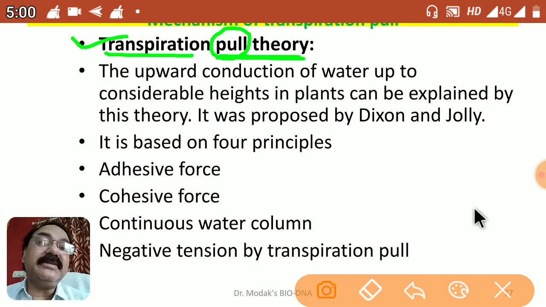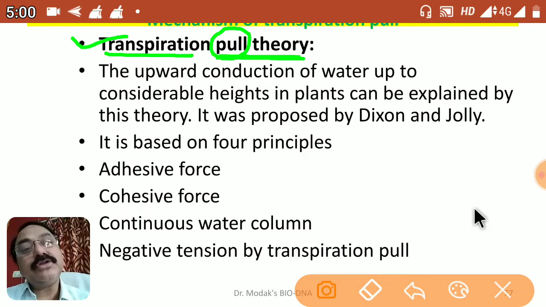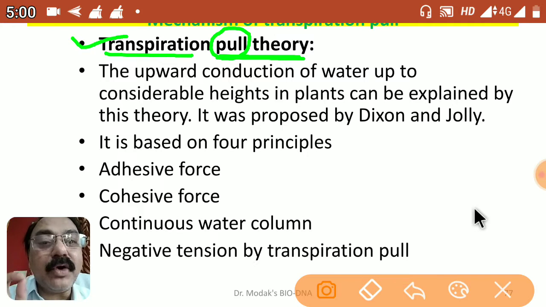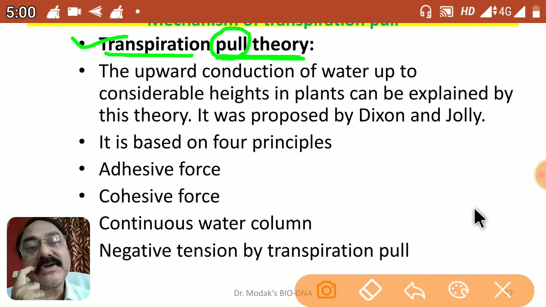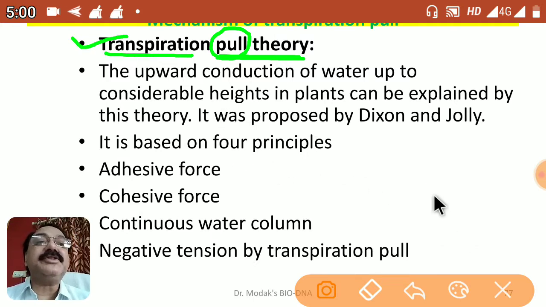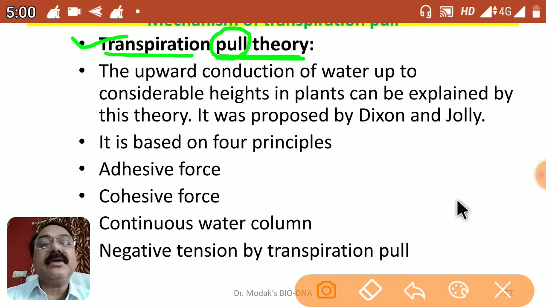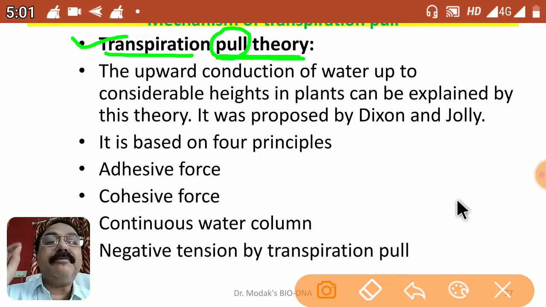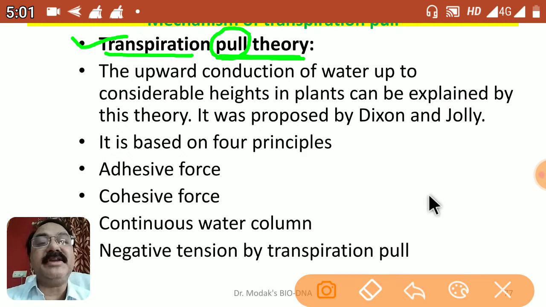And what is transpiration? We have studied, friends, that transpiration is the loss of water in the form of water vapor from the aerial parts of the plant, especially during the day. It is a loss of water through the stomata, and sometimes through the cuticle. So that we call transpiration pull. And what does this theory explain? It explains that the upward movement of water takes place up to considerable heights in plants with the help of a force developed by transpiration.